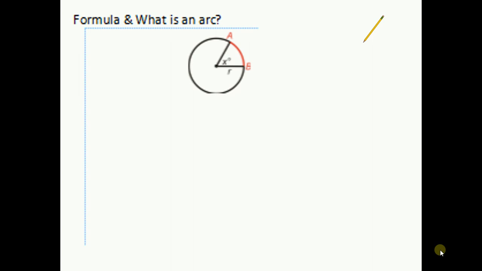And on the left hand side it says formula and what is an arc. So what is the arc? Well, an arc is a piece of a circle. So in this case, on this particular circle we have here, my arc would be AB. So this piece right here. Notice it's not the slice, but it's basically the distance between those 2 points.